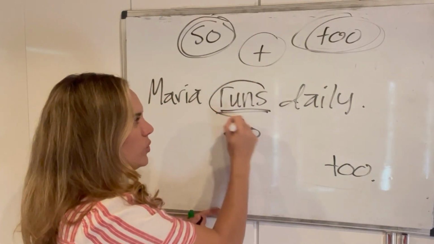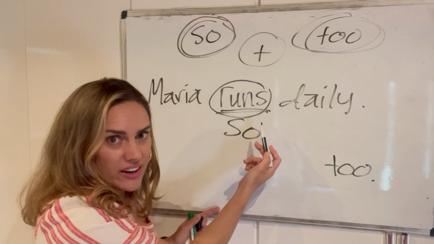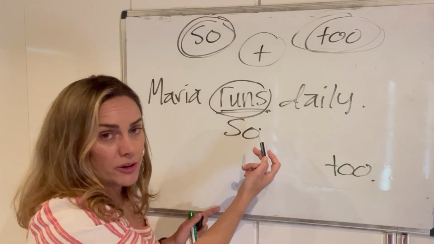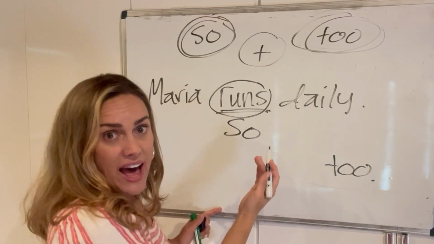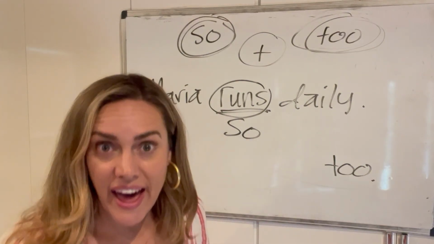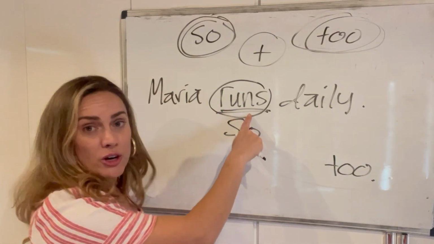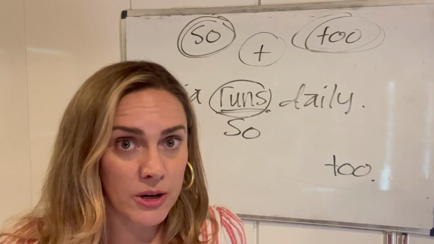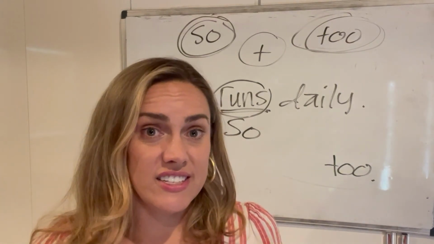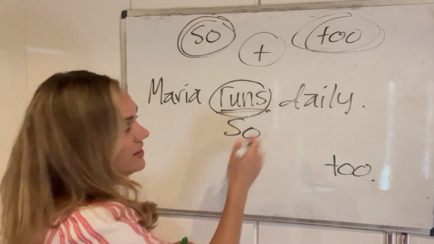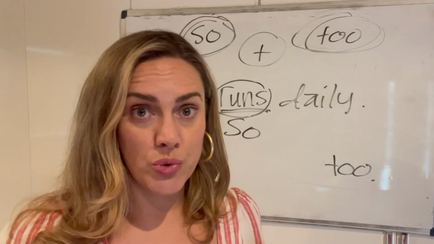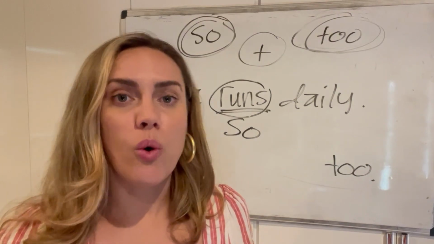So, what is the helping verb for run? Run is not a helping verb. I need to add a helping verb. Which one will I add? Well, when the verb is not a be verb, it's not a modal, and it's not the present perfect, like have or has, then you need to add do. You always need to add do or does.